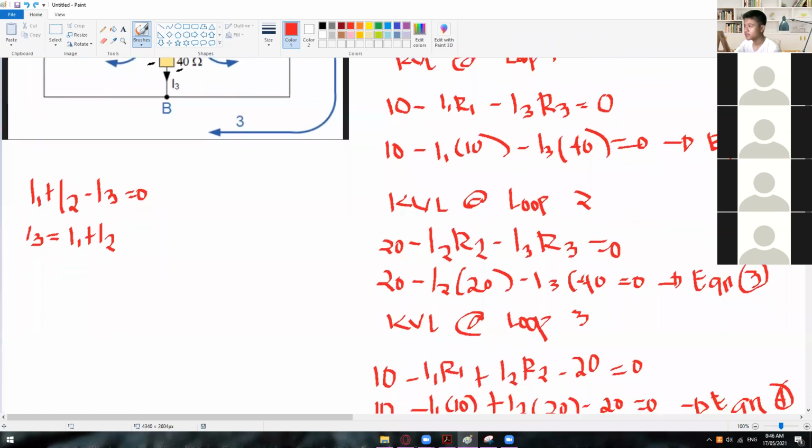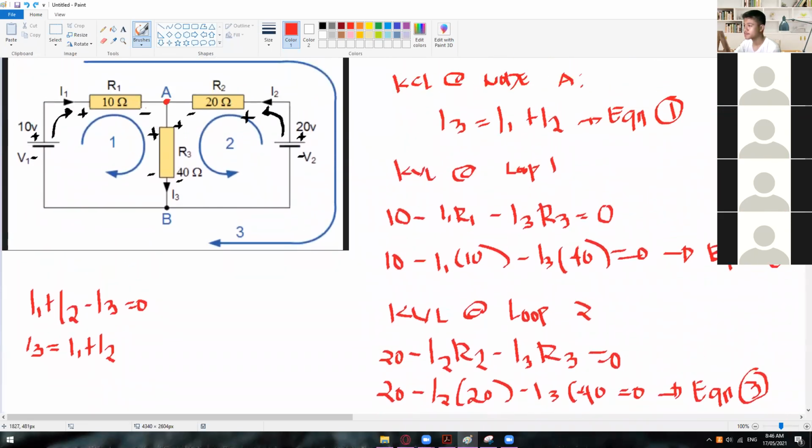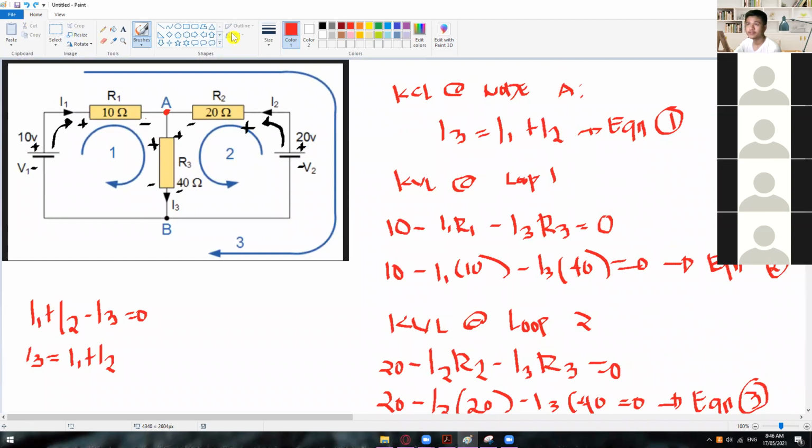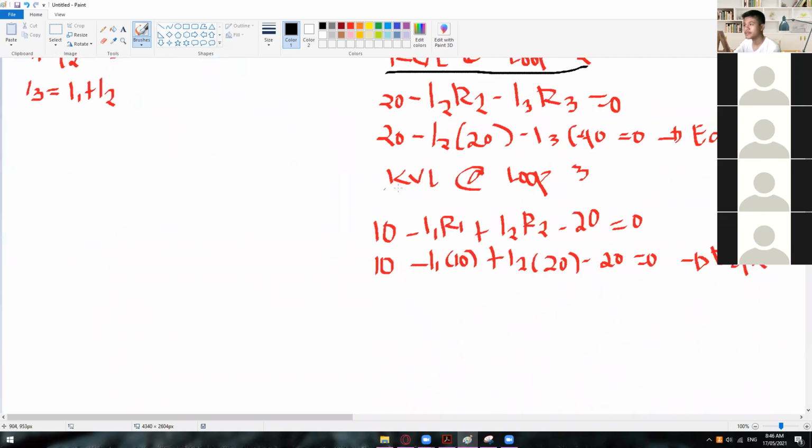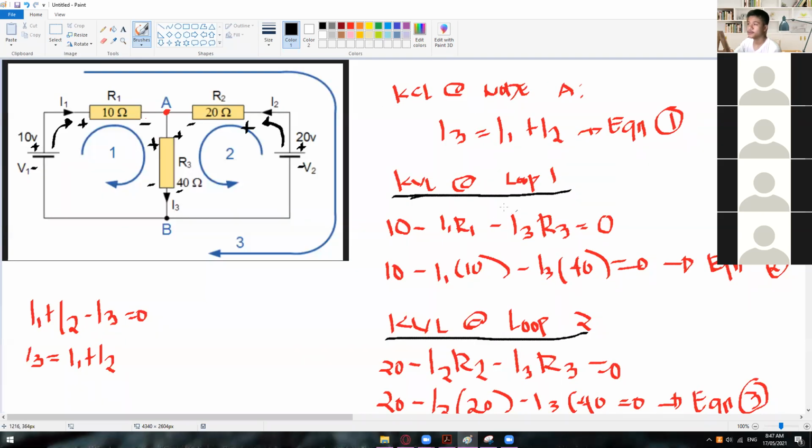Sa equation 2, sir, right here, equation number 2. So let me just highlight this one. We have KVL at loop 1, KVL at loop 2, and then KVL at loop 3. So for loop number 1, we are dealing with this loop. Again, we're just simply following the polarity or the signages. So we have positive 10 volts, and then the leaving part is negative. So that is why we have negative sign in here.